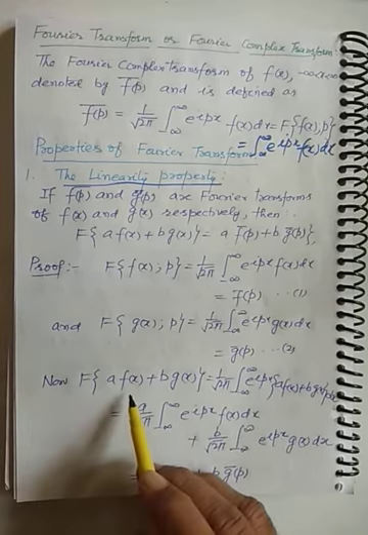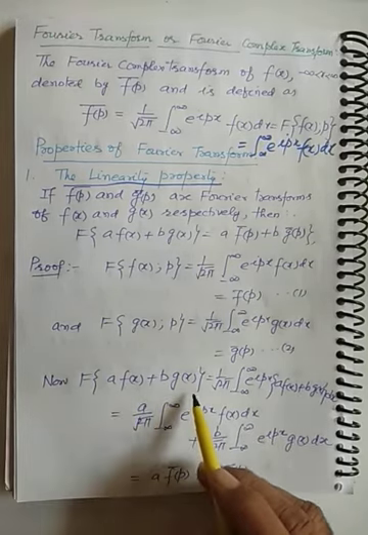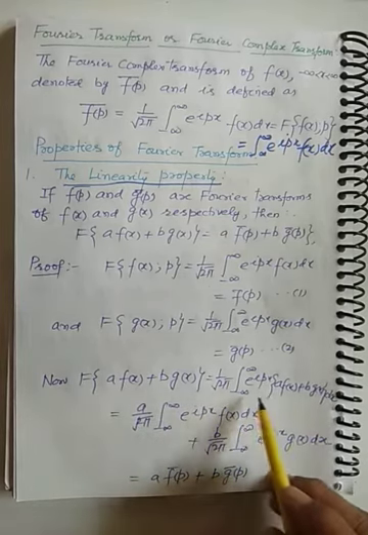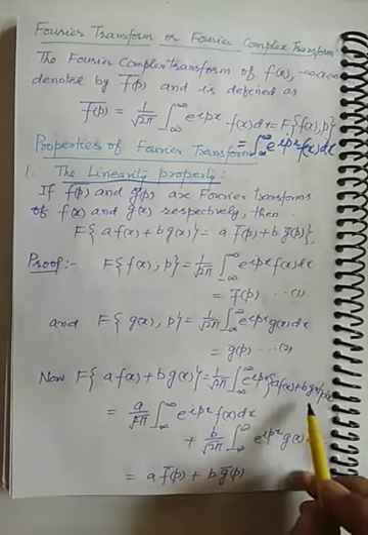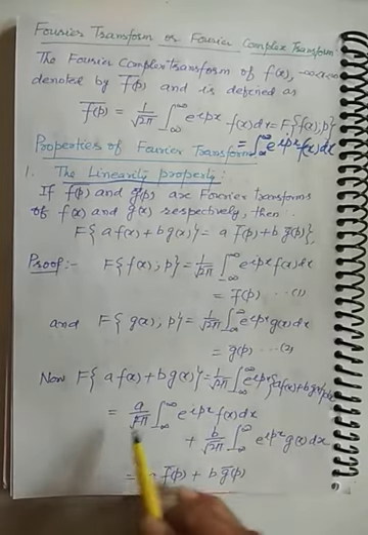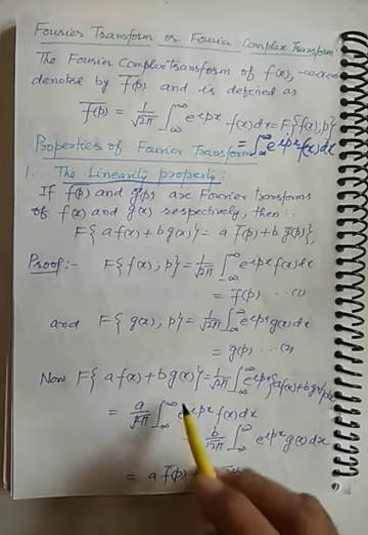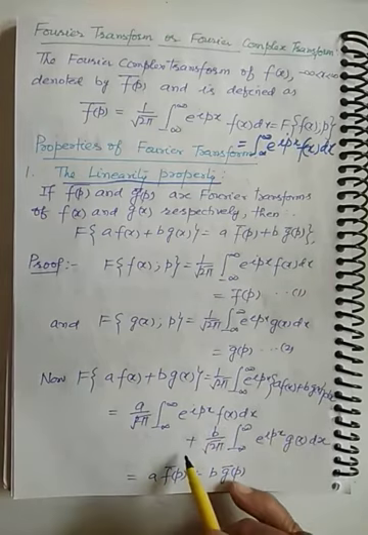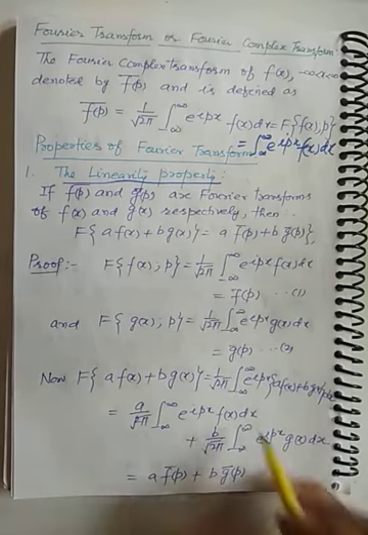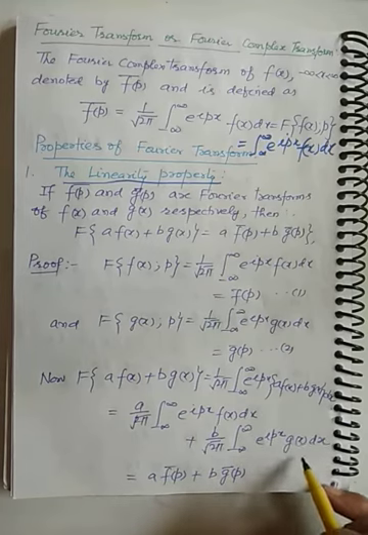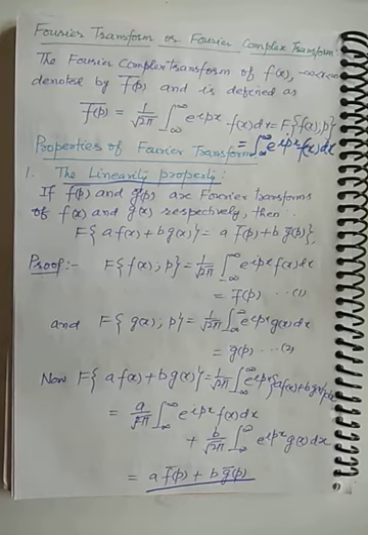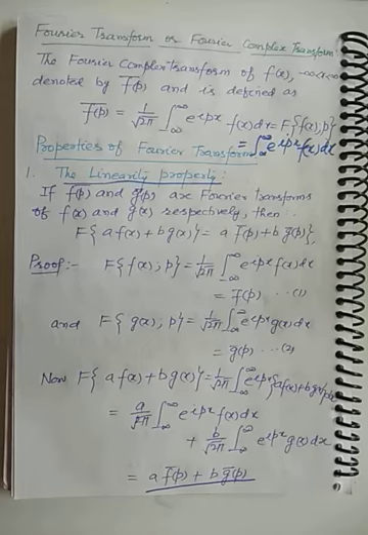Now the Fourier transform of a f(x) + b g(x) will be equal to 1/square root of 2pi times the integral from minus infinity to infinity of e^(ipx) (a f(x) + b g(x)) dx, which is equal to a/square root of 2pi times the integral of e^(ipx) f(x) dx plus b/square root of 2pi times the integral of e^(ipx) g(x) dx, which is a F bar(p) + b G bar(p). This is called the linearity property for the Fourier transform.